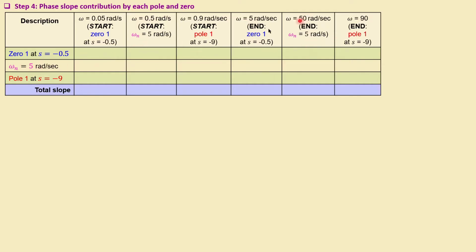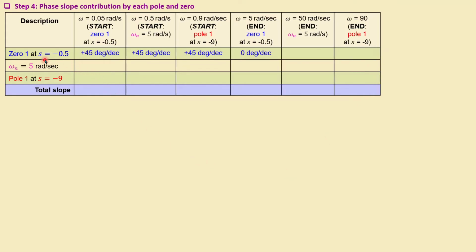So you can see, you start at 0.9 and you stop at 90. So you will actually have 2 columns for each break frequency. So that's actually 1, 2, 3, 4, 5, 6. So how do we then move on?